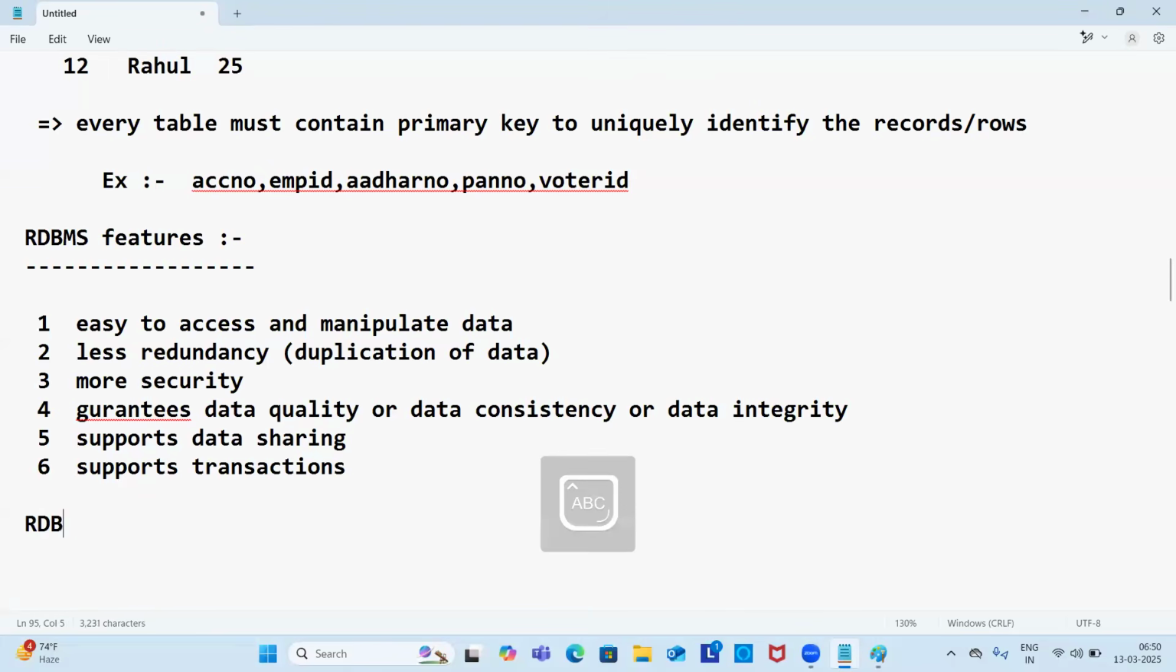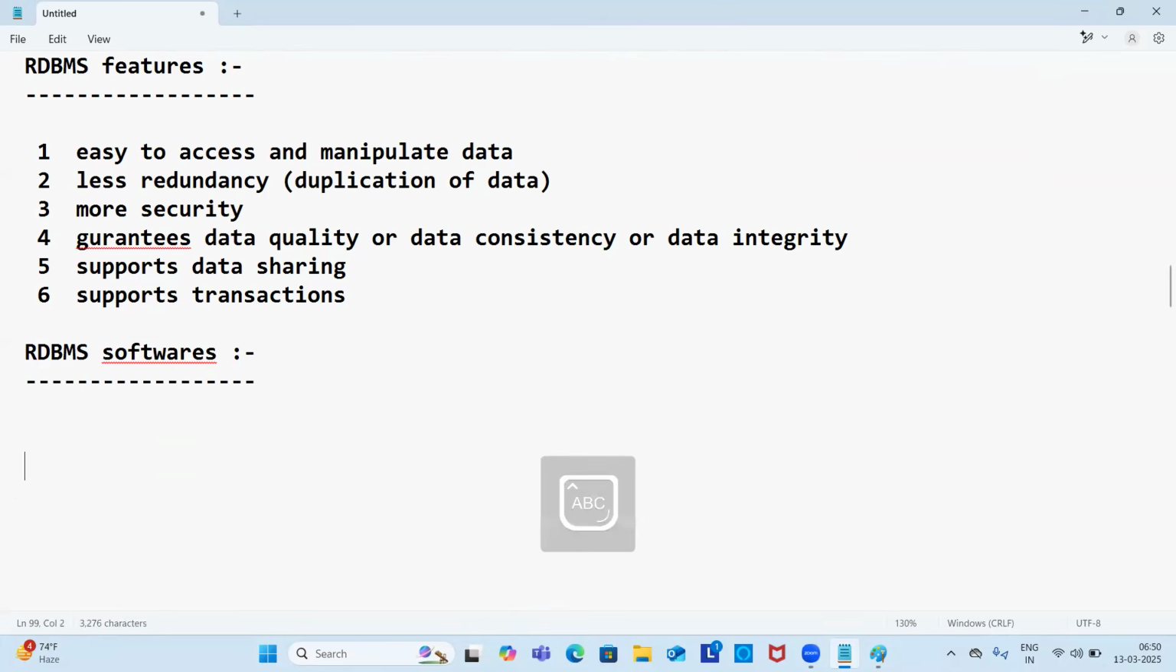Next, what are the RDBMS softwares? Like if you take OOPS, OOPS is a programming style. OOPS is a concept. This concept is for programming style, programming methodology. So what is Java? Java is a language that implemented the features of OOPS.